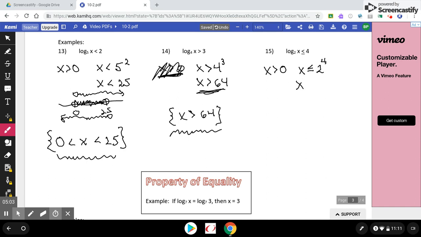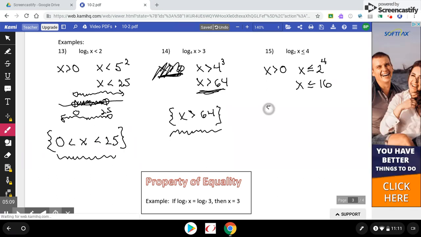Solve it. Now, the solving part's easy because all you have to do is pick up a calculator and figure out the 2 to the 4th power is 16. But the writing it part does concern me. Bigger than 0, smaller than 16. The answer falls between the 0 and the 16. Bigger than 0, smaller than 16.